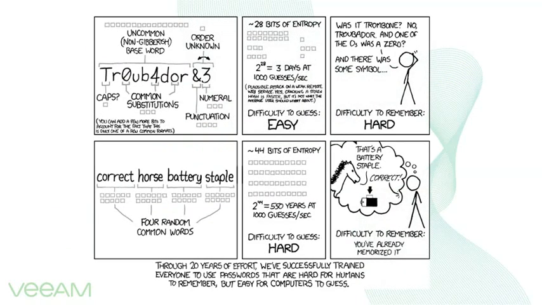And just a summary on the ransomware piece. This is maybe just a bit of light humor for you at the very end of the ransomware piece specifically, is a thing called 44 bits of entropy. It's something that I actually quite like. It says, through 20 years of effort, we successfully trained everyone to use passwords that are hard for humans to remember, but easy for computers to guess.